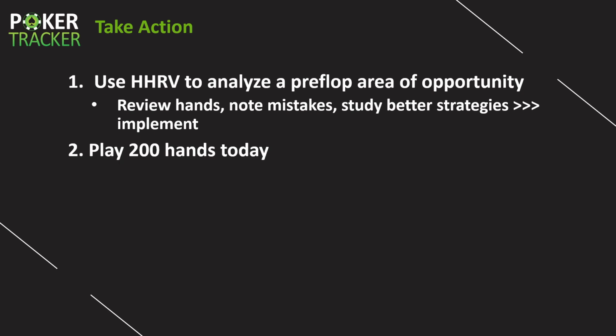Now, the second action step is to play 200 more hands today, right? You've got to put those hands in. You've got to be practicing. You have your own HUD. Of course, please use your HUD. Play 200 more hands and work on those strategies, plugging those preflop areas of opportunity.